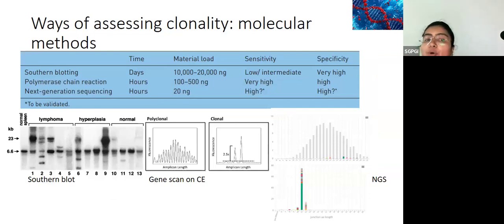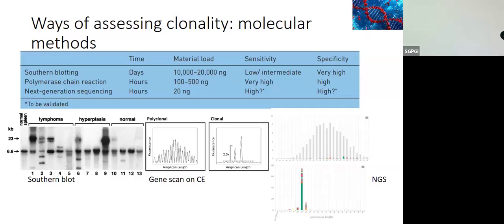So when we talk about the molecular methods, on the left you have the image of a Southern blot. This is the multiplex PCR, which has been analyzed by GeneScan and capillary electrophoresis. And this is the NGS, where this is the kind of clonotype that they derive. And if this kind of clonotype doesn't exist, or if this green clone becomes the majority clone, you can say that something is monoclonal.